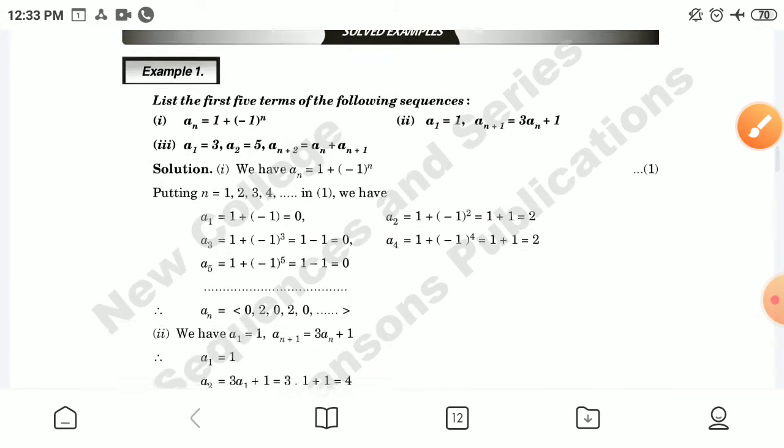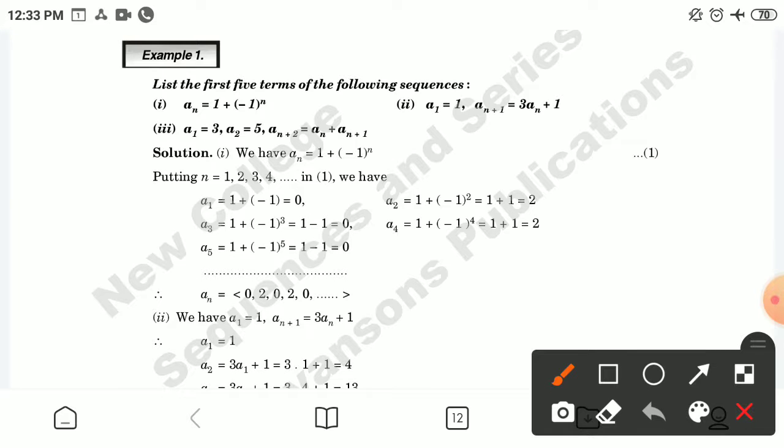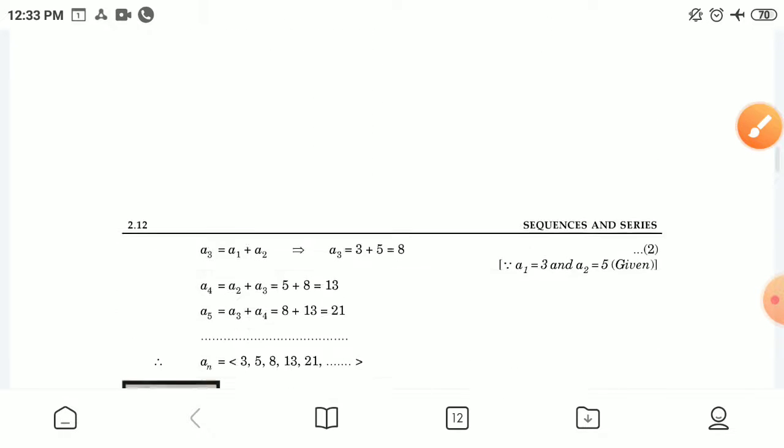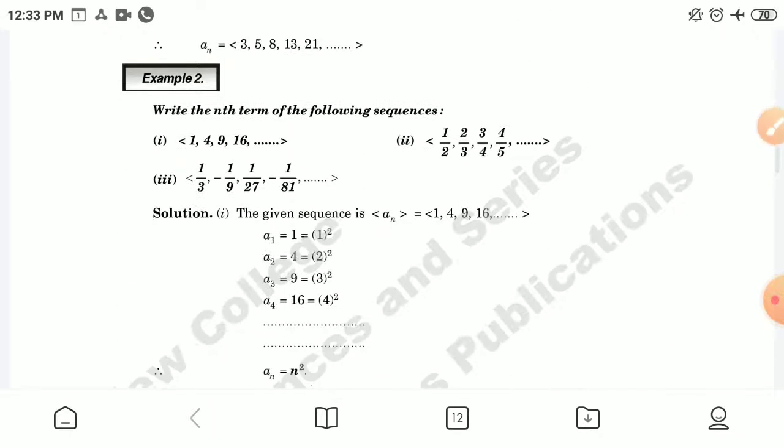Now taking some examples: list the first 5 terms of the sequence. In the first example, an is given as 1 plus (minus 1) to the power n, putting n equal to 1, 2, 3, 4 and so on. We have a1 is 0, a2 is 2, a3 is 0, a4 is 2, a5 is 0, so the sequence becomes 0, 2, 0, 2, 0 and so on. Similarly, we can write down the next problems.